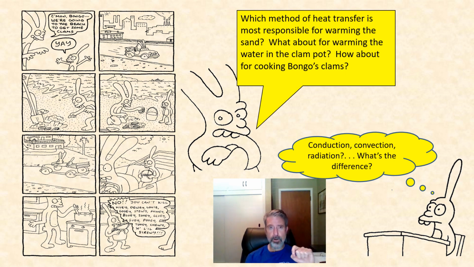So in answer to his father's question, okay, the beach sand is primarily warmed through the process of radiation, while the warming of the water in the clam pot is accomplished mostly through what we call convection. The actual cooking of the clams, however, is due mostly to another method of heat transfer called thermal conduction, or sometimes just called conduction. So in this video, we'll explore the differences, okay, in each of these methods of internal energy transfer, what we call heat.